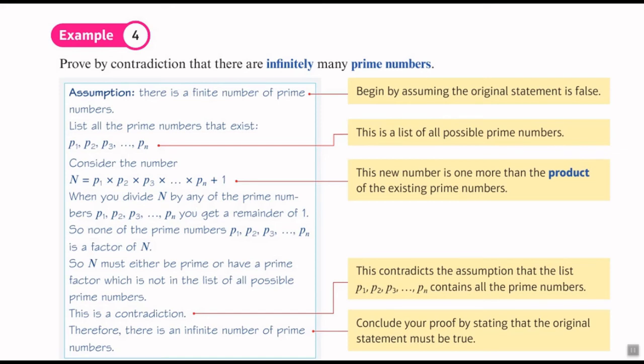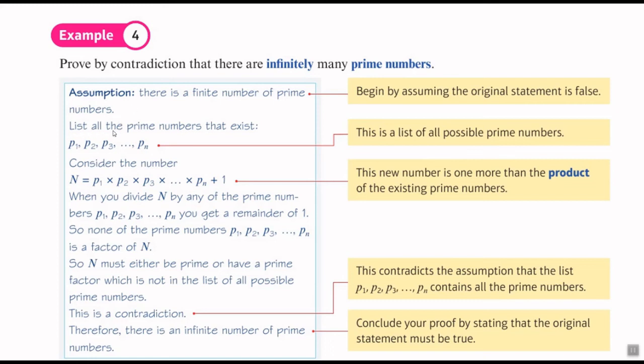So what is the opposite of this statement? We will assume the opposite of this. So we can write: there is a finite number of prime numbers. Assumption.